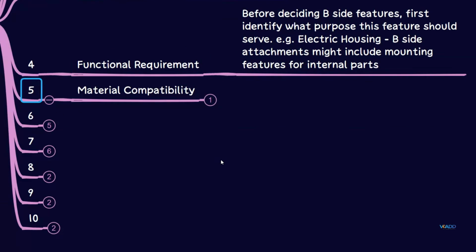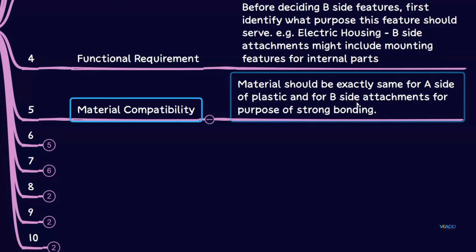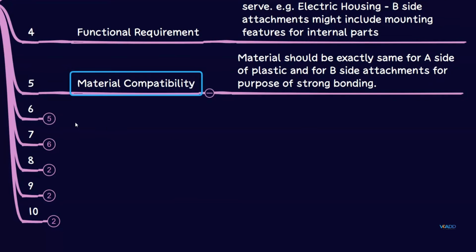Next factor is material compatibility. Most of the time you should use the exact same material for the A side of the plastic and the B side attachment for the purpose of strong bonding. Otherwise, if you choose a different material, it is very difficult to manufacture, and even if it is manufactured, it is very difficult to create a bond. So your plastic attachment can separate from your main part, which will not be feasible for assembly purposes.